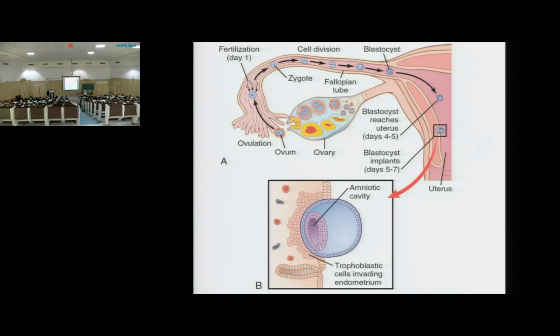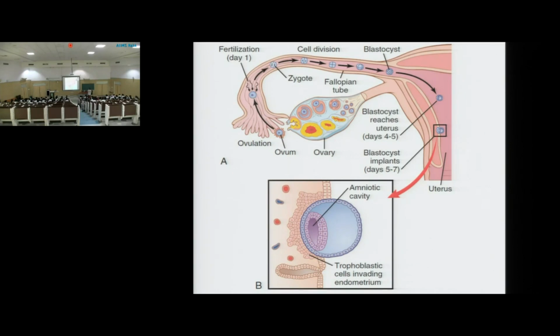And it takes time from here to reach this place, and simultaneously, you can see there is a division of the cells occurring inside: here there are 2 cells, then becoming 4 and 8 and so on. So finally, till the time it reaches the uterus and goes to the place of implantation, it takes about 5 to 7 days in total. So 5 to 7 days will be implanting. Reaching the uterine cavity is around 4 to 5 days.